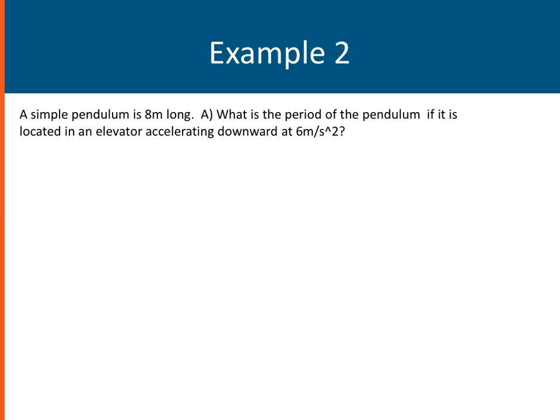Okay, and the second example, and this one's a little bit weird, so I just wanted to make sure you guys saw something like this before you do the homework. It says a simple pendulum is 8 meters long, so there's our length. What is the period of the pendulum if it is located in an elevator accelerating downward at 6 meters per second squared?